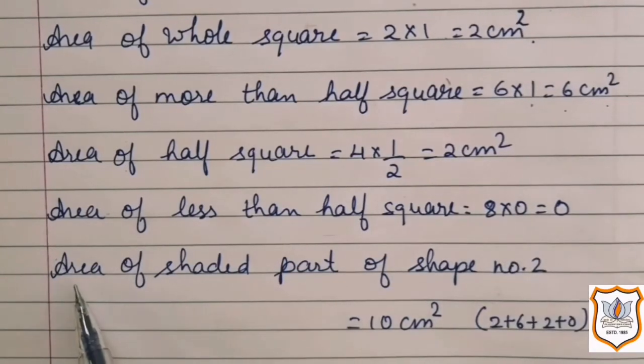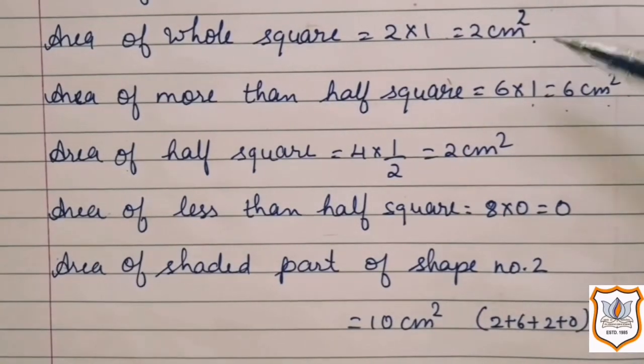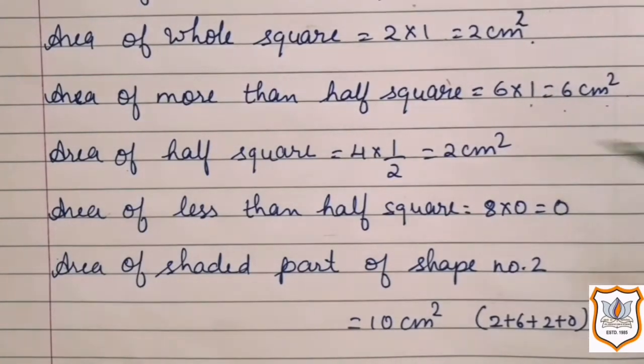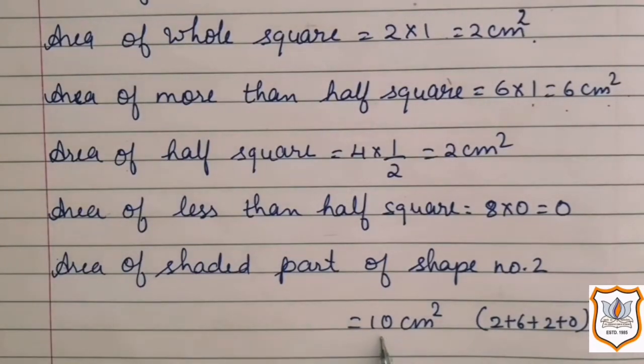Now we have to find out the area of the shaded part of shape number 2. To find out the area of the shaded part, we will add area of whole squares, area of more than half squares, and area of half squares. So by adding 2 plus 6 plus 2, we will get 10 centimeter square. So area of shaded part of shape number 2 is 10 centimeter square.